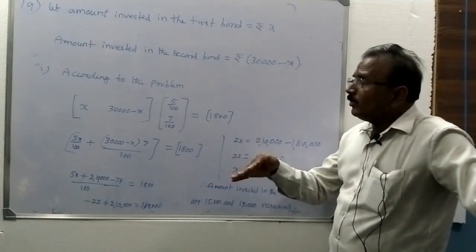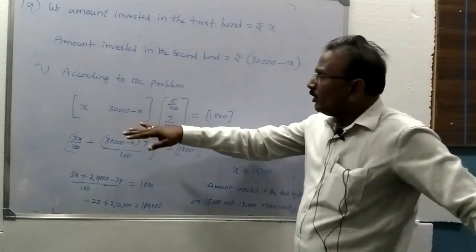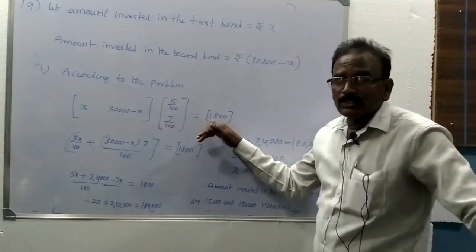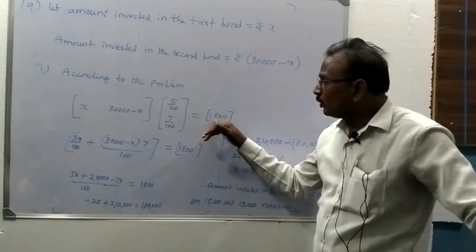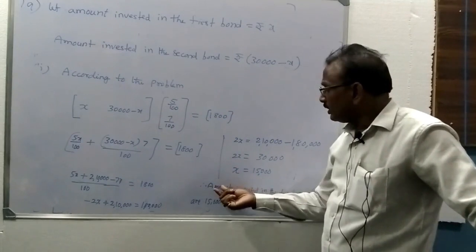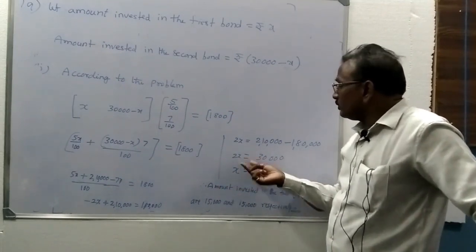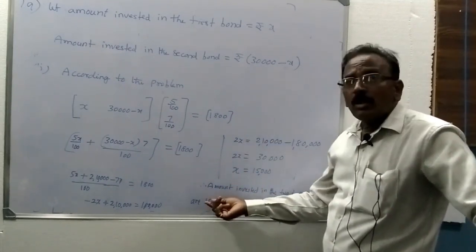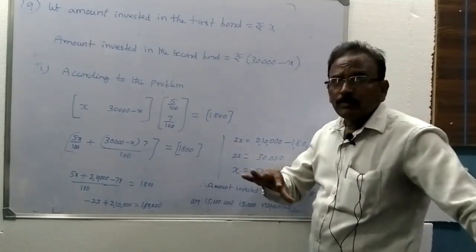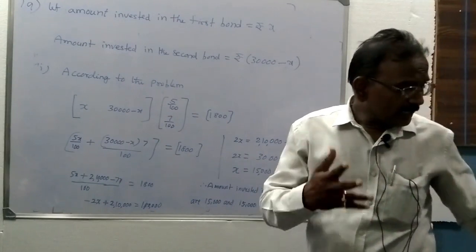So similarly we can find the second question, same according to the problem. So the LHS is equal to 2000 rupees instead of 1800. You take 2000, and with the same method, find out the x value. So that is the amount invested in the first bond. So 30,000 minus x is the amount invested in the second bond. So just replace 1800 by 2000. So that is the second question.